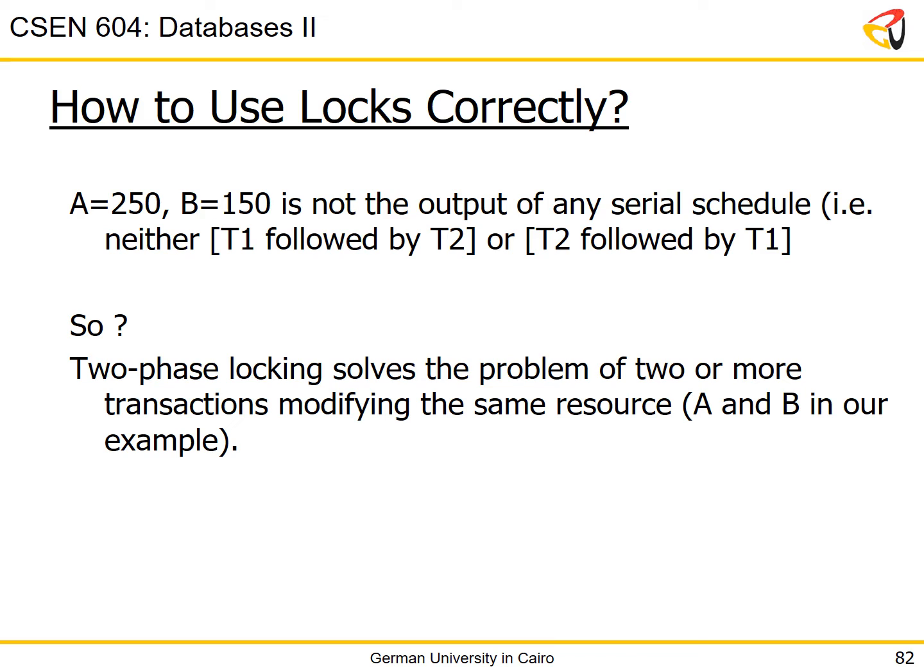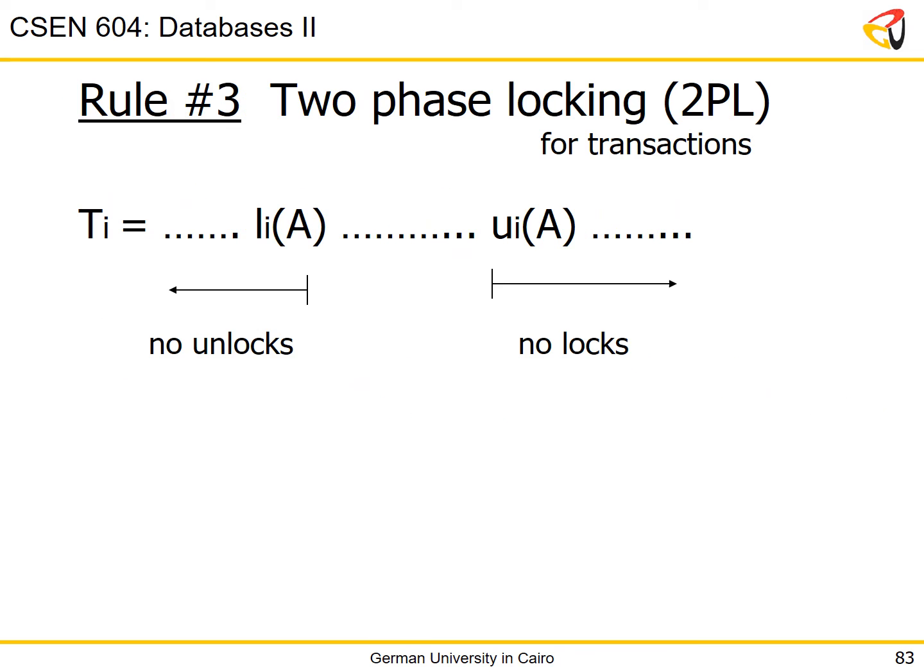And this is again to stress the point, A equal to 250, B equal to 150 is not the output of any serial schedule, either T1 followed by T2 or T2 followed by T1. So what we're going to do is what actually database engine schedulers do when they insert locks inside the transaction. They do it in a specific way called two-phase locking, which will solve our problem. Okay, so let's look at what is two-phase locking.